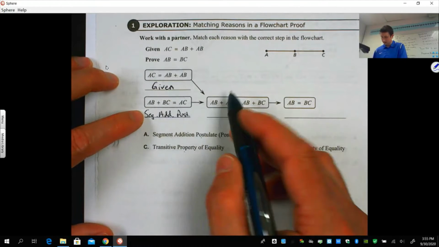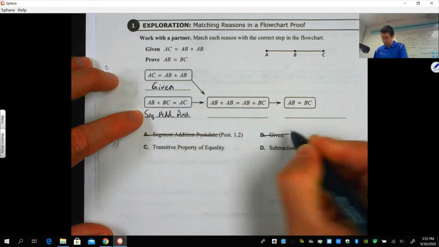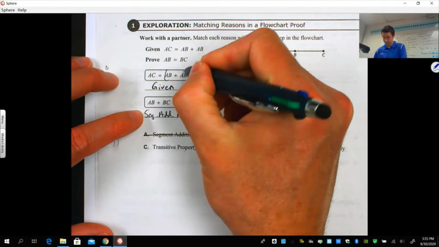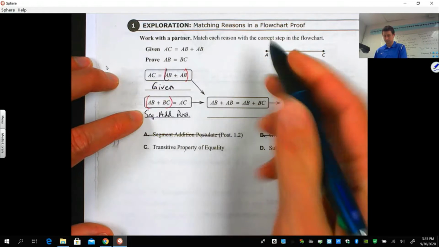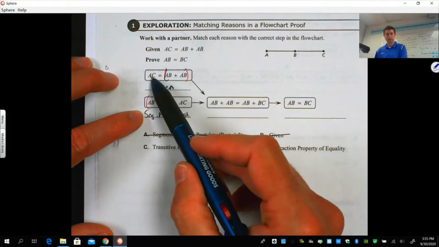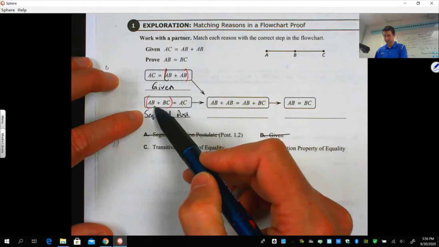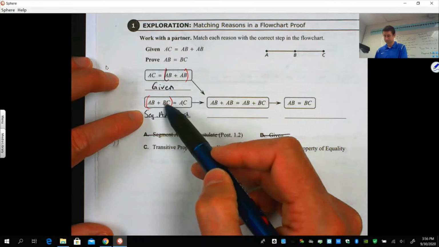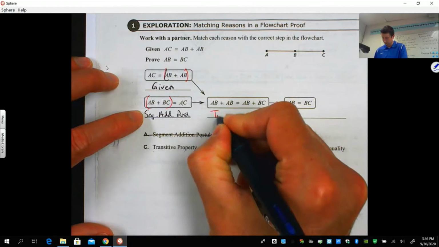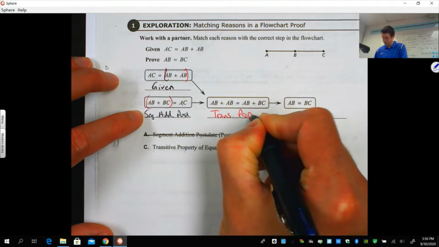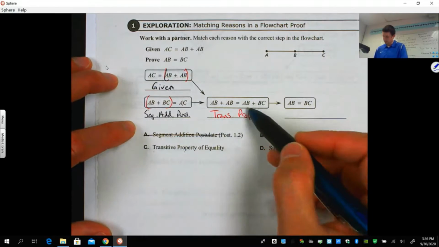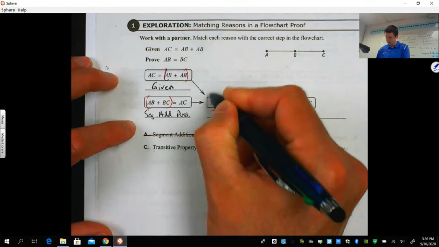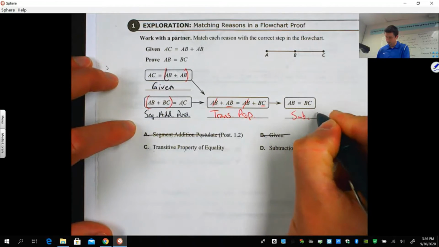Now these two come together, they have AB plus AB equals AB plus BC. So it looks like they took this part right here and this part right here. So if AB plus AB equals AC, and AC equals AB plus BC, then AB plus AB equals AB plus BC. So that is the transitive property: if A equals B and B equals C, then A equals C. So the final thing, notice it's shorter. AB equals BC. They have subtracted those things off, so of course that's the subtraction property.